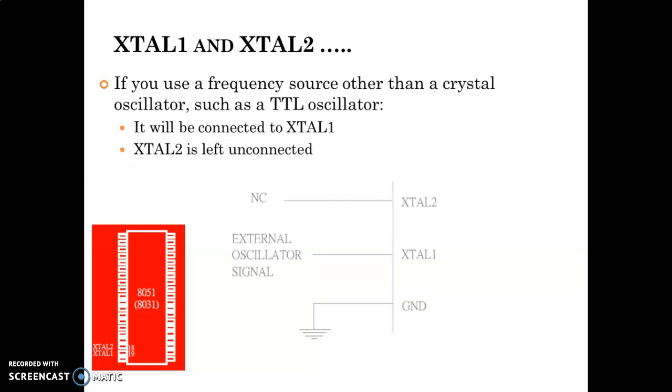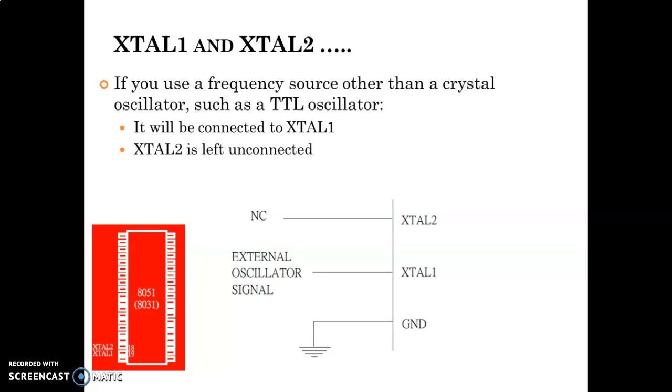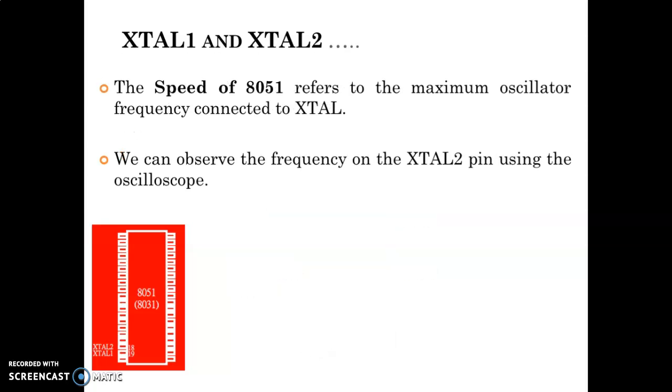For crystal 1 and crystal 2, we can use a frequency source other than a crystal oscillator, such as a TTL oscillator. It will be connected to crystal 1, and crystal 2 is left unconnected, shown in the diagram. Here, the speed of the AT51 refers to the maximum oscillator frequency connected to the crystal. We can observe the frequency on the crystal 2 pin using an oscilloscope.